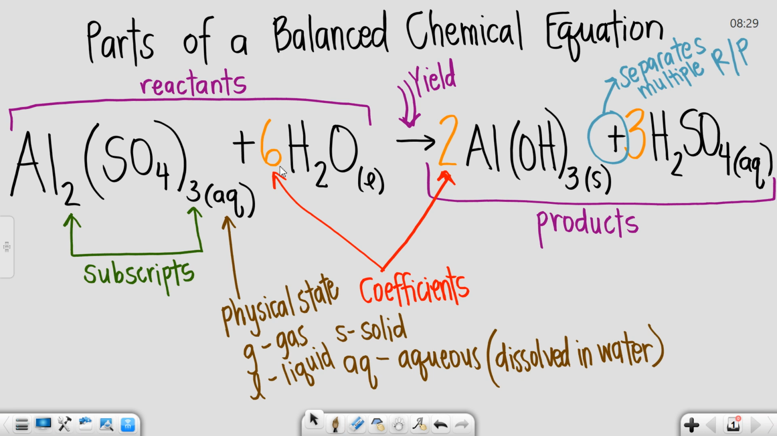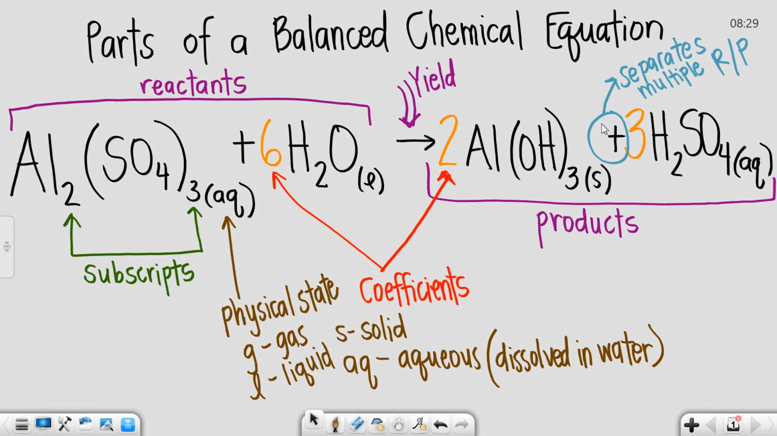The big numbers that we see are our coefficients, and that's what we use when we're balancing our equation. We're going to get more into that when we look at how to balance the equations. I wanted to put this in here.